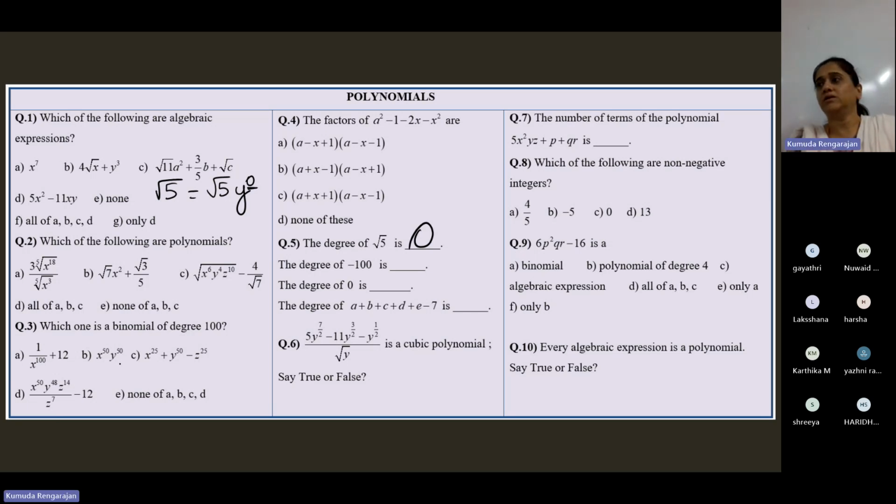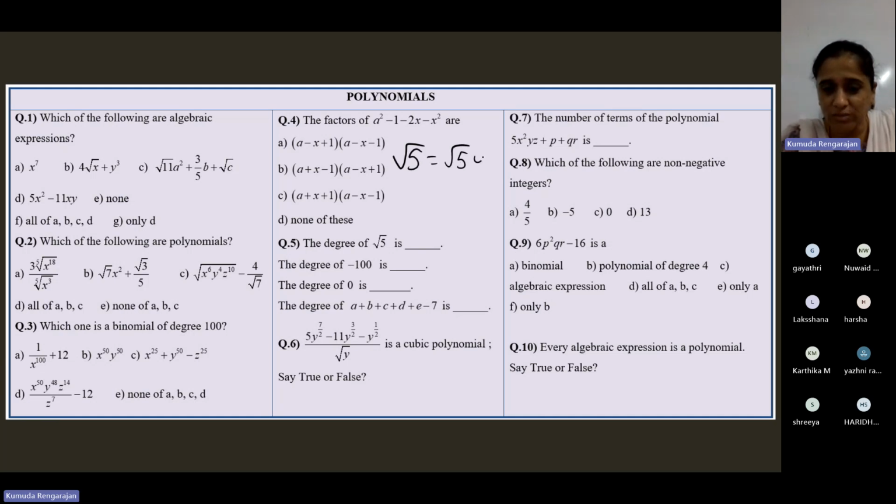You need a variable to find the degree of a polynomial. In root 5, you don't see the variable, so you introduce a variable. But you should not simply introduce a variable, because you're changing the value of root 5. Root 5 and root 5y are different. But you can write root 5 as root 5 y to the power 0, because y to the power 0 is 1 and 1 into root 5 is still root 5. Now let's find the degree. Variable is y, power is 0. So the degree is 0.